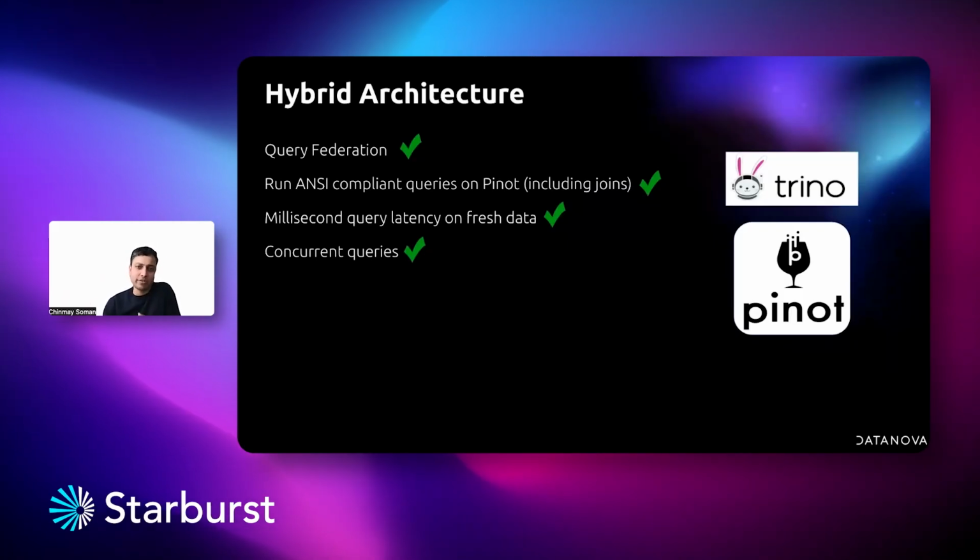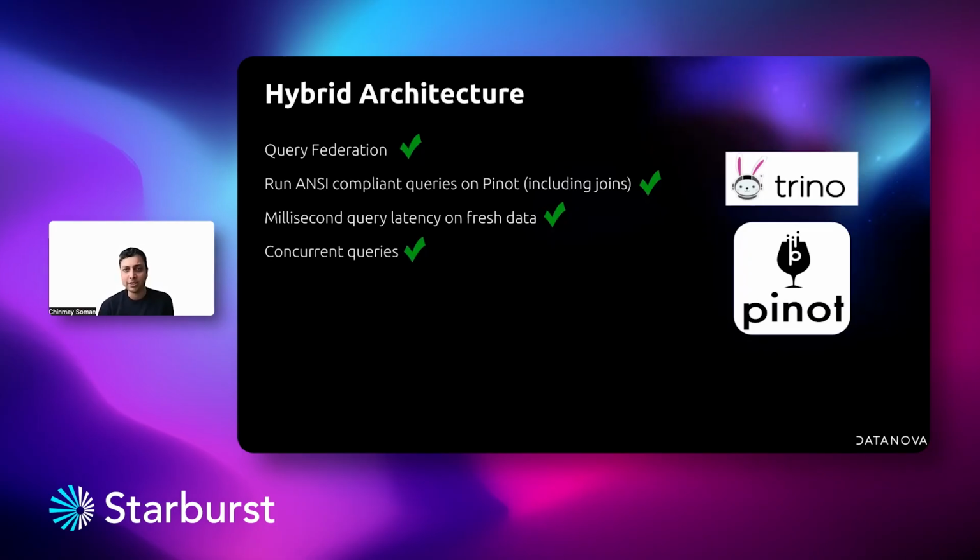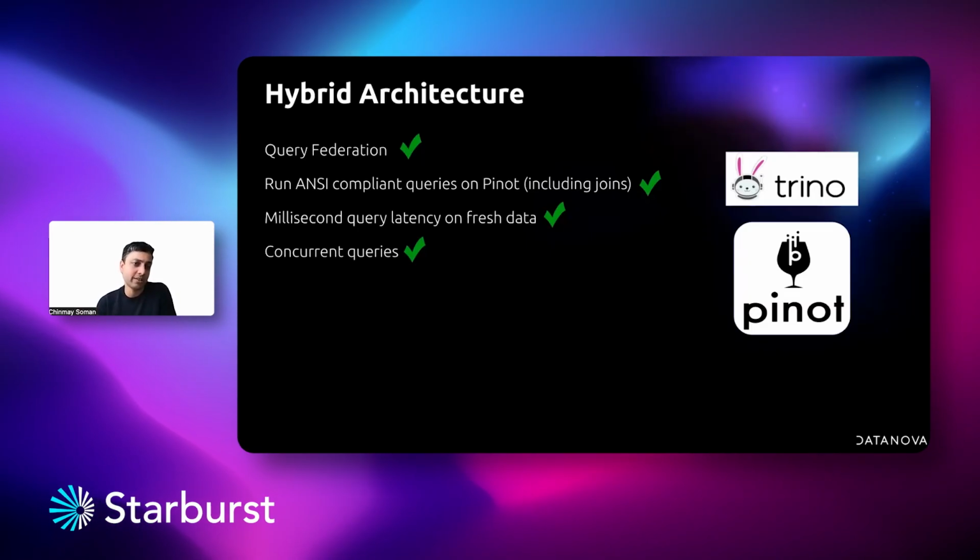For example, query federation across the OLAP database and data lake and other data sources included. You can run complex queries on Pinot via Trino. So whatever is the gap will be filled in by Trino. It still gives you the ability to do millisecond level query latency because of the optimizations that Pinot has to offer. And similarly, because of this Pinot-Trino connector, we can also run highly concurrent queries.